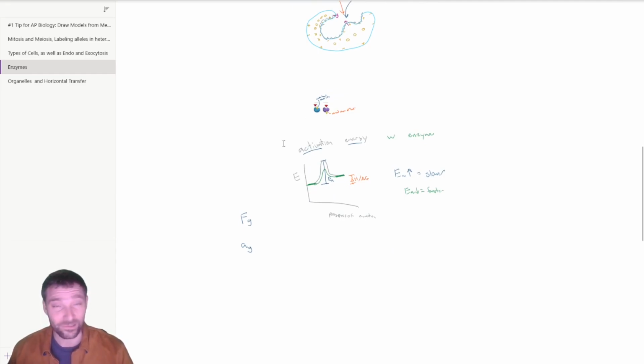Also, making little graphs can be pretty useful for activation energy. That's a really good one to just get a graph out to kind of think about what's going on there.